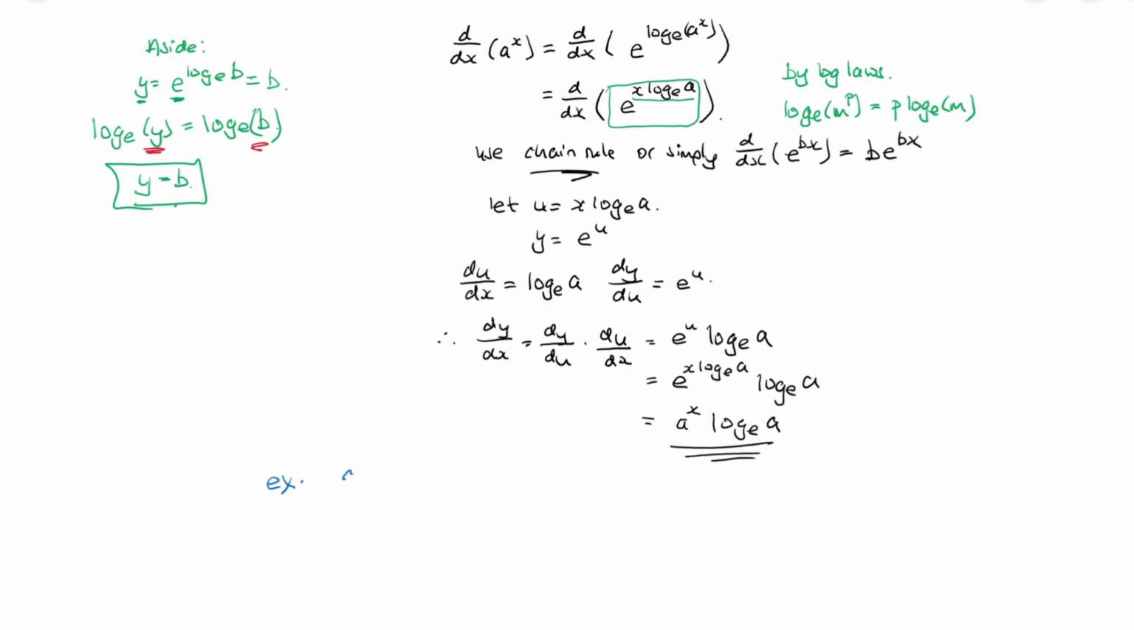Now let's do an example. If you try and find the derivative of 2 to the power of x, we just sub in 2 for a, so we just get 2 to the power of x times log_e 2.